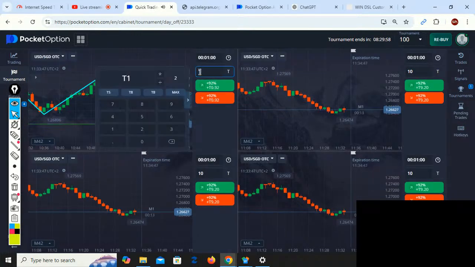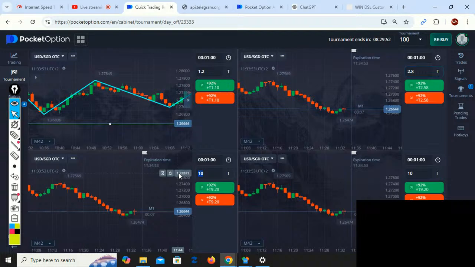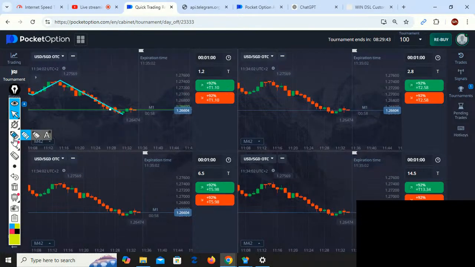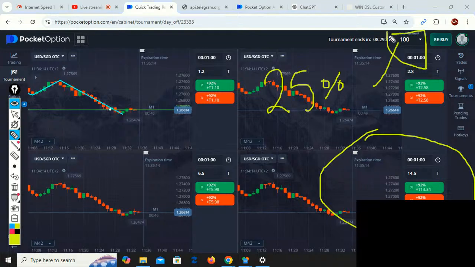Let's set the amounts of our martingale. 1.2 first trade, 2.8 second trade, 6.5 third, and 14.5 the fourth. Now, exceptionally today, I won't stop at the fourth. You should stop whenever you reach the fourth trade. In this case, we'll be losing $25 or 25% of our balance, which is actually too much. Remember, I am stress testing the strategy.